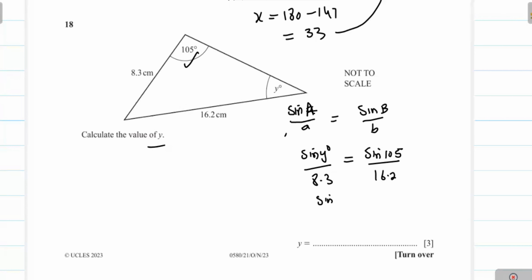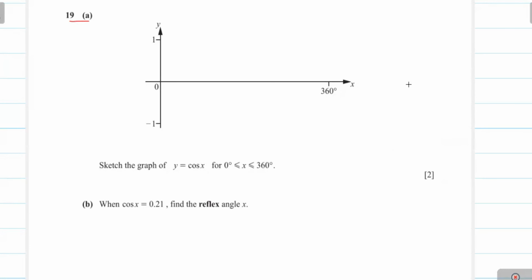Question 19, part A: sketch the graph of y equal to cos x for x greater than 0 and less than 360. To draw the graph, we will take some values of x, and against these values we will take the value of y. We take x as 0, 90 degrees, 180 degrees, 270, and lastly 360 degrees. Against this, y equal to cos x, and therefore cos 0 is 1, cos 90 is 0, cos 180 is minus 1, cos 270 is 0, and cos 360 is 1.